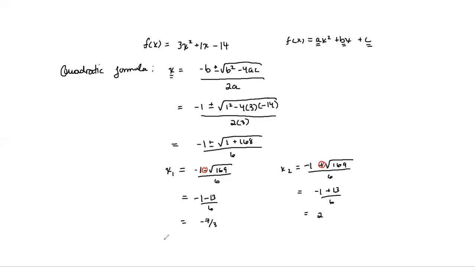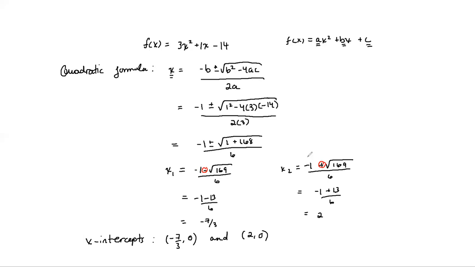So my two x-intercepts are going to be minus 7 by 3, 0, and 2, 0. And that's how you find the values of x as x-intercepts using the quadratic formula for a given function. I could give you a second example.